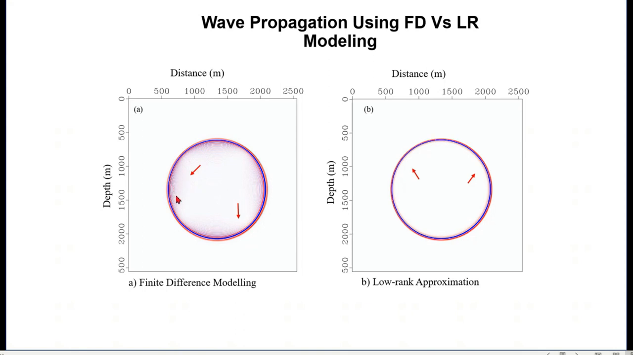So when we do the seismic processing or imaging, this dispersion will make it less confident, or it will not help you to do the proper interpretation. That's why, on the right side, is a low rank approximation. What we did is use the low rank method to produce the wave modeling. Using that, you can see how beautifully the wave is propagating into the subsurface.